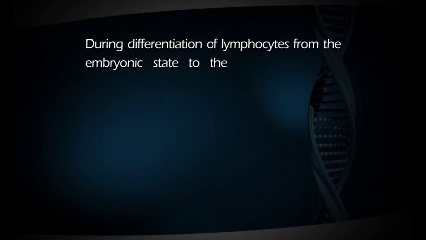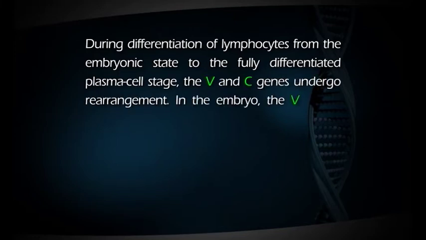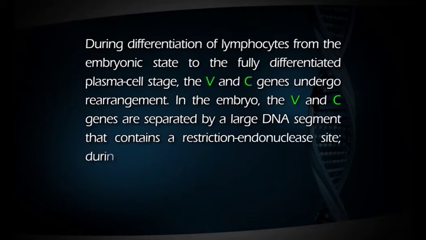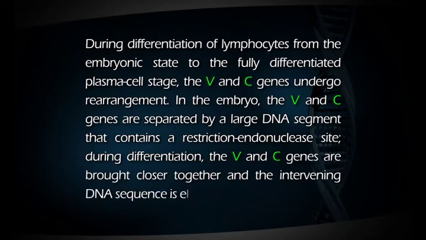During differentiation of lymphocytes from the embryonic state to the fully differentiated plasma cell stage, the V and the C genes undergo rearrangement. In the embryo, the V and C genes are separated by a large DNA segment that contains a restriction endonuclease site. During differentiation, the V and C genes are brought closer together and the intervening DNA sequence is eliminated.